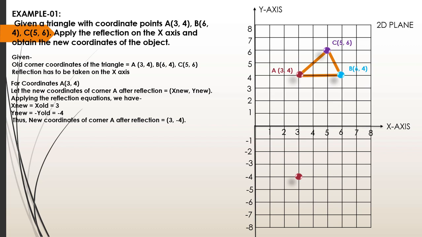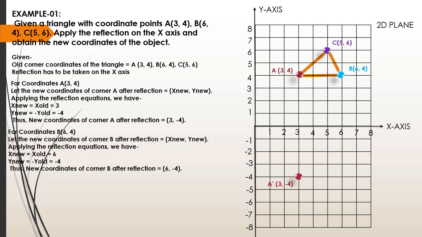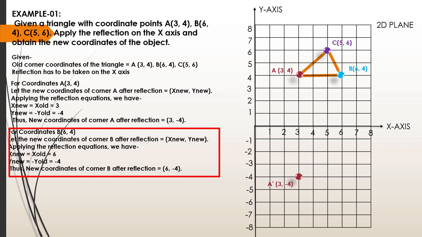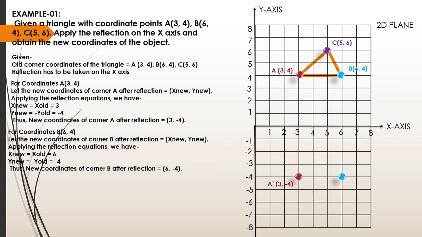We need to plot this coordinate value, which can be considered as A dash, on our 2D plane. For coordinate B (6, 4), let the new coordinates of corner B after reflection be x new, y new. Apply the reflection equation. We have x new is equal to x old, equal to 6. Y new is equal to minus y old, minus 4. Thus the new coordinates of corner B after reflection are (6, minus 4). We will plot these coordinates as B dash on our 2D plane.